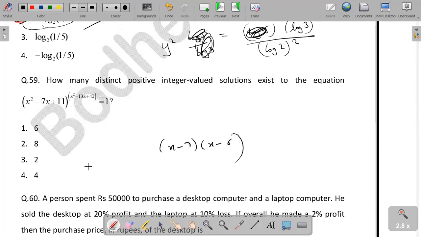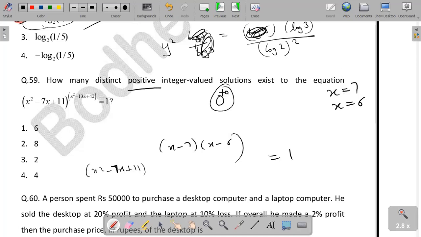Okay. And there is something x square minus 7x plus 11, and the power of this is equal to 1. So there have been some cases when the power is 0. So I have to first focus on the power being 0. Positive solutions should be counted, so don't count the negative or the 0. So x is equal to 7 satisfies, x is equal to 6 also satisfies. But you should know that 0 by 0 is nothing, so avoid this solution. And if I check putting x is equal to 7 in this, there is nothing like this.